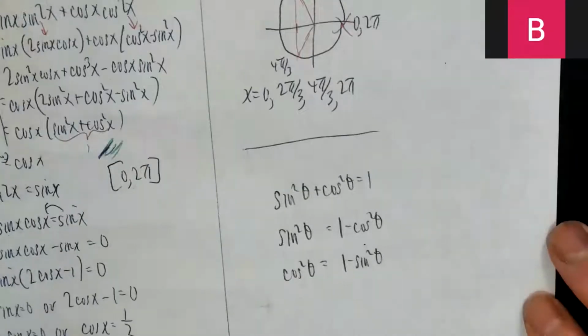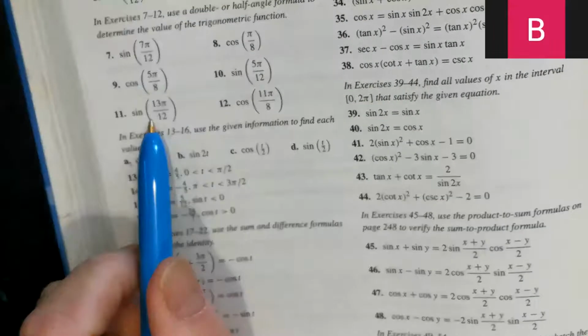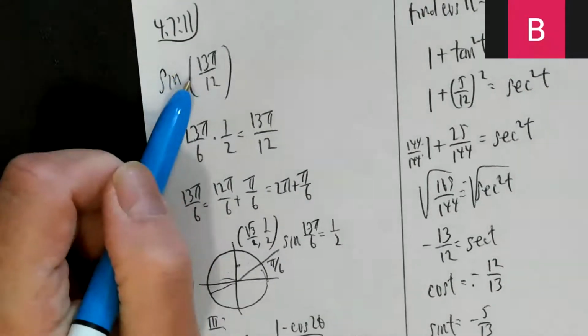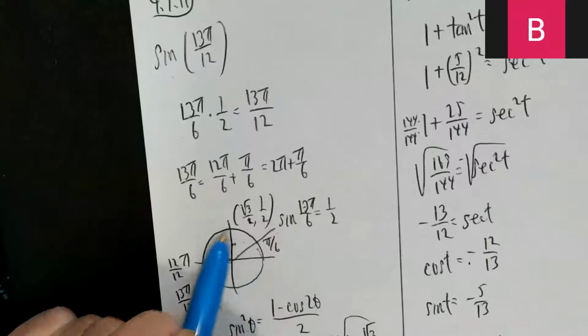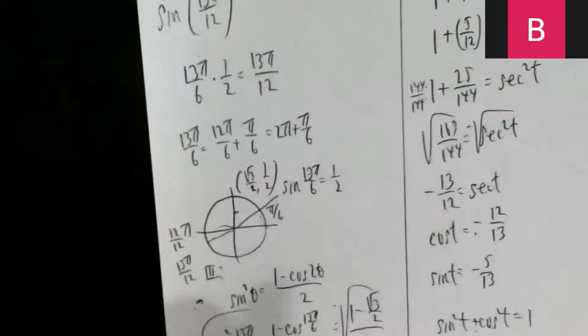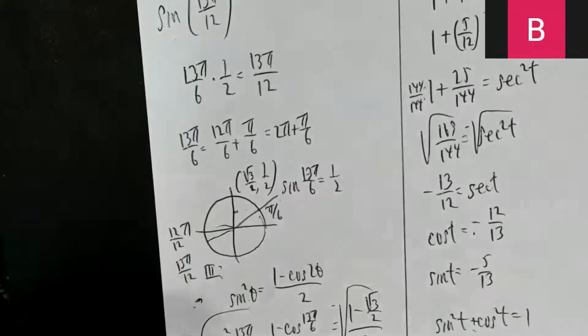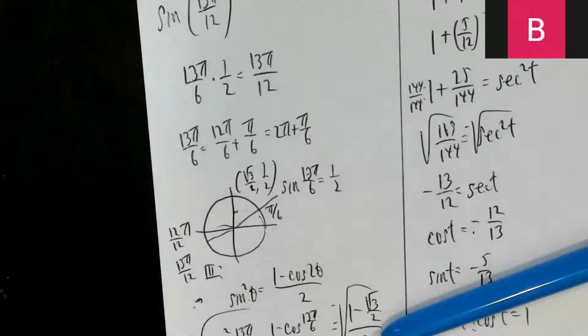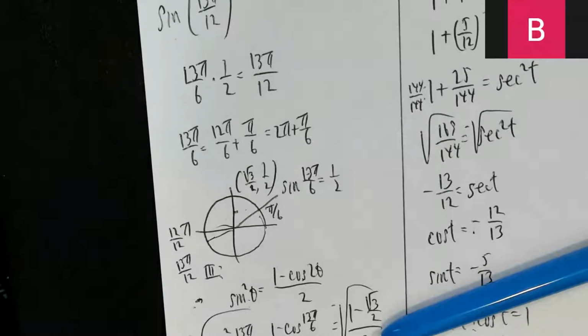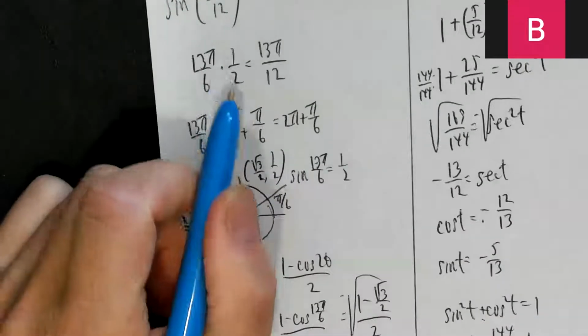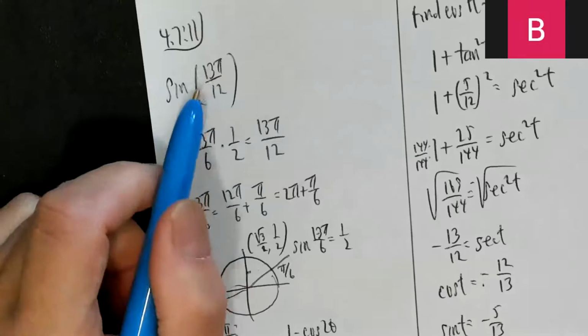All right, I'm going to go back and do some other problems that we have already seen. Going back to 4.7 number 11. How do I do sine of 13 pi over 12? First, let's figure out what quadrant I'm in. Pi is 12 pi over 12, so 13 pi over 12 is just a little bit beyond that. So I'm in quadrant 3. In quadrant 3, the sign of the sine is negative, so I know I'm going to have a negative.